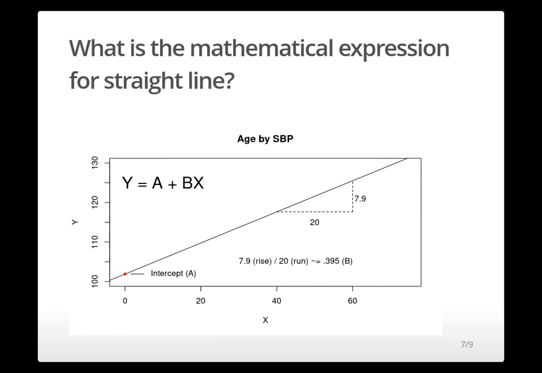B indicates the slope of the straight line, which means, on the straight line, if the value of x increases by 1, then the value of y increases by b. A is called the intercept or the y-intercept, which means that the diagonal line crosses the y-axis at a. In other words, on the diagonal line, if x equals 0, then y equals a.